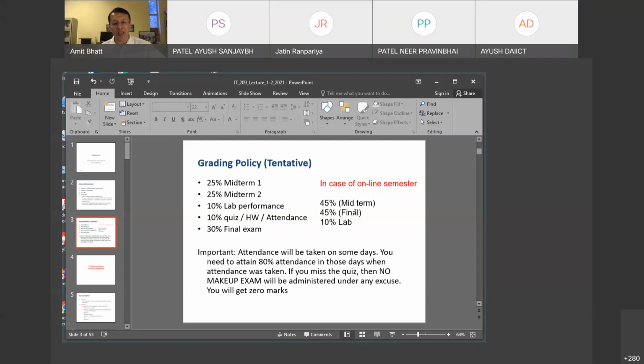But it would be something like this. The 10% of lab might be lab plus attendance or something like that. Things would be clear before the first midterm, but this is more or less going to be the grade distribution. It may be 5-10% here and there. Attendance will be taken on some days, which is again applicable for a regular class if we start this semester.